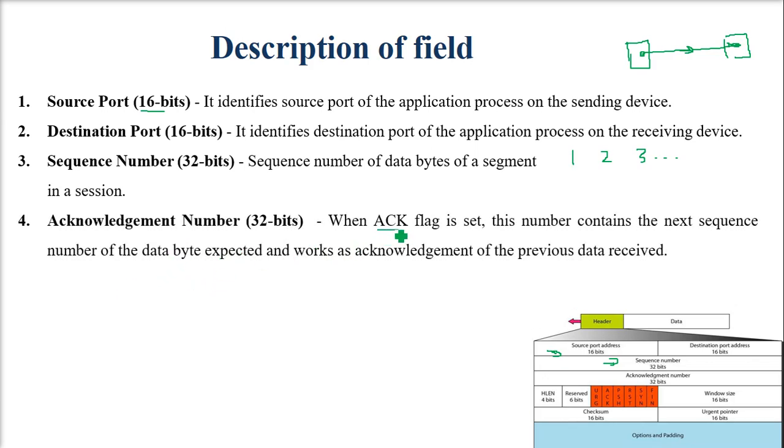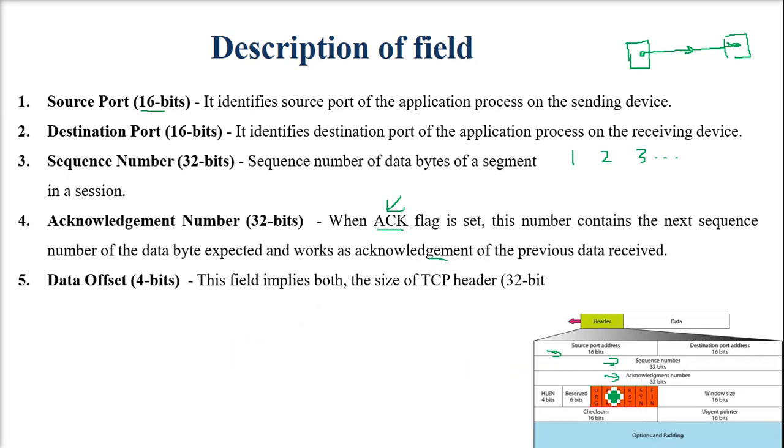Then we have the acknowledgement number. If you work with TCP, you will always see this ACK. It is an acronym of acknowledgement. When the ACK flag is set, this is the acknowledgement number, 32 bits. When it is set, this number contains the next sequence number of the data byte expected. And this works as an acknowledgement of the previous data received.